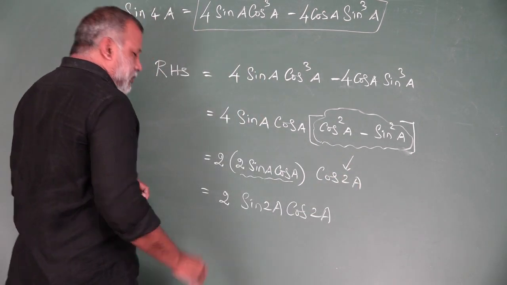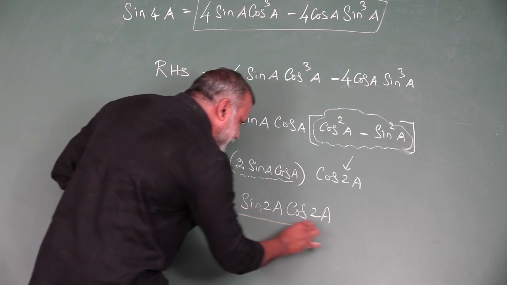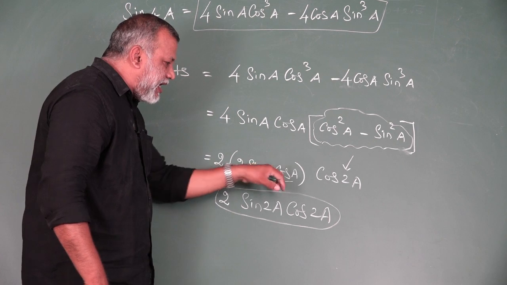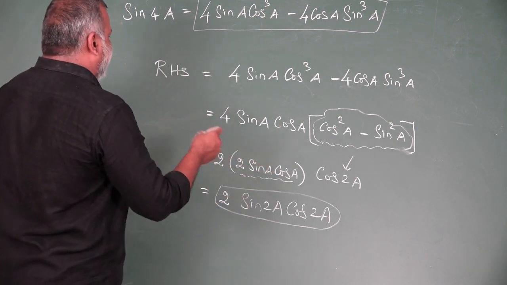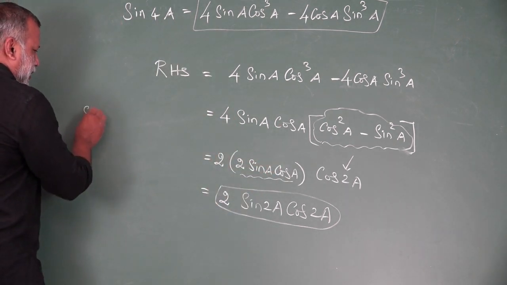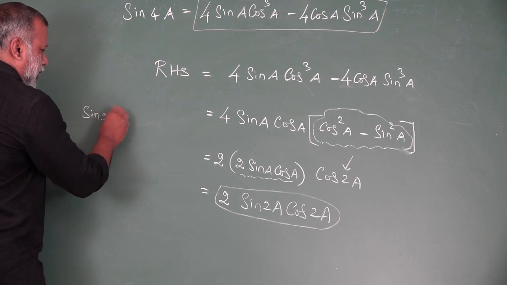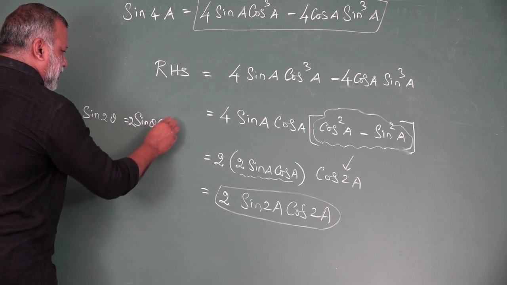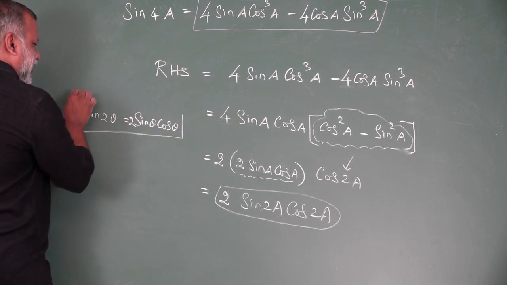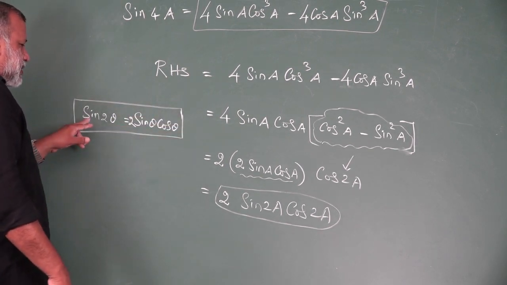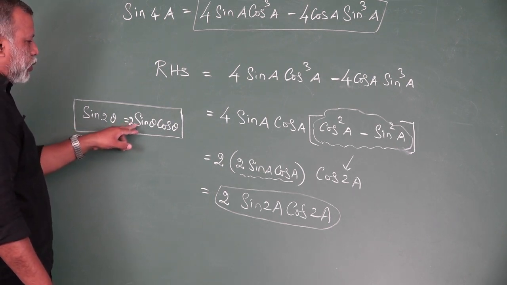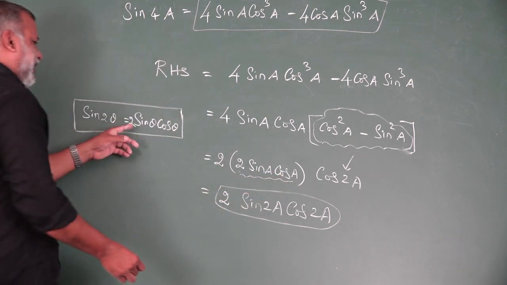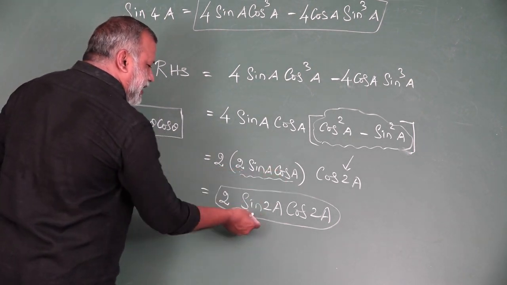Now listen to this one. See the relation 2 sin A cos A. We can write the identity in your rough work: sin 2 theta is equal to 2 sin theta cos theta. This is the identity we are using here. Instead of theta we are using A, so 2 sin A cos A can be written as sin 2A.